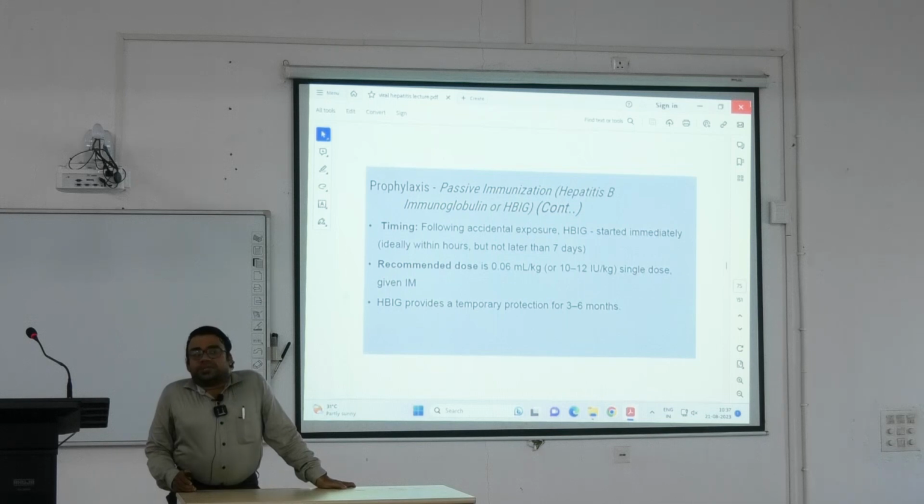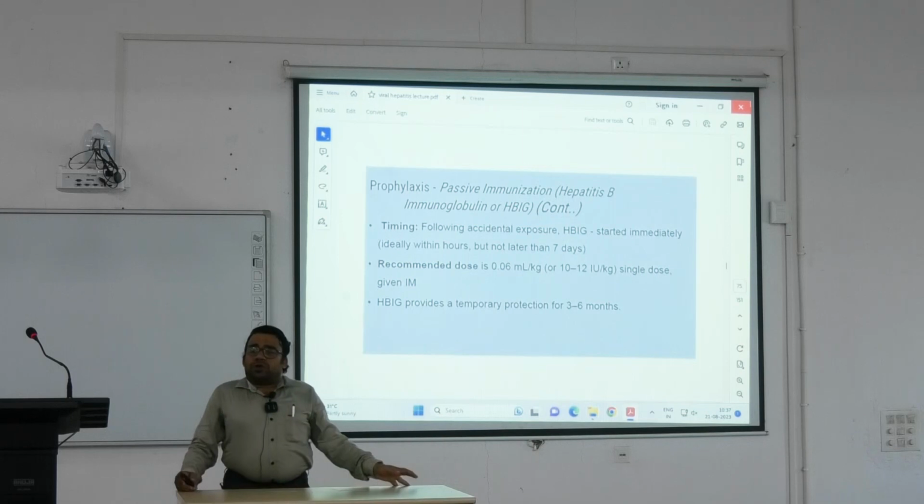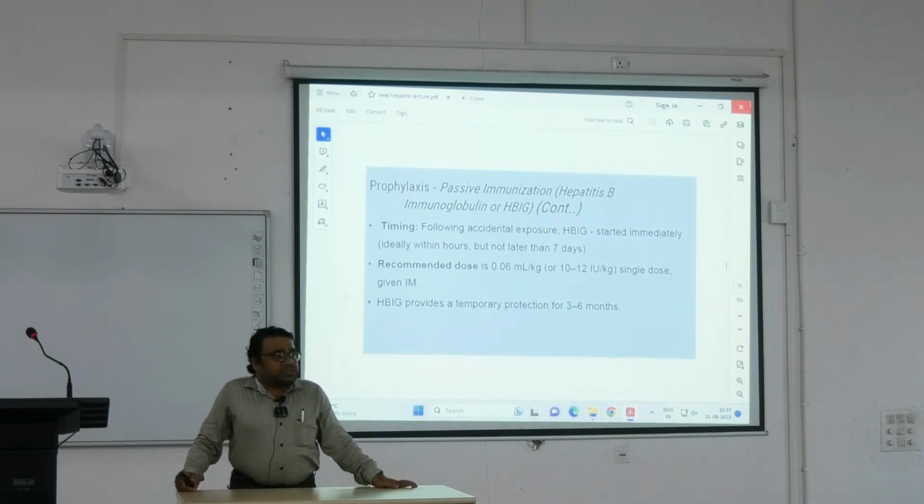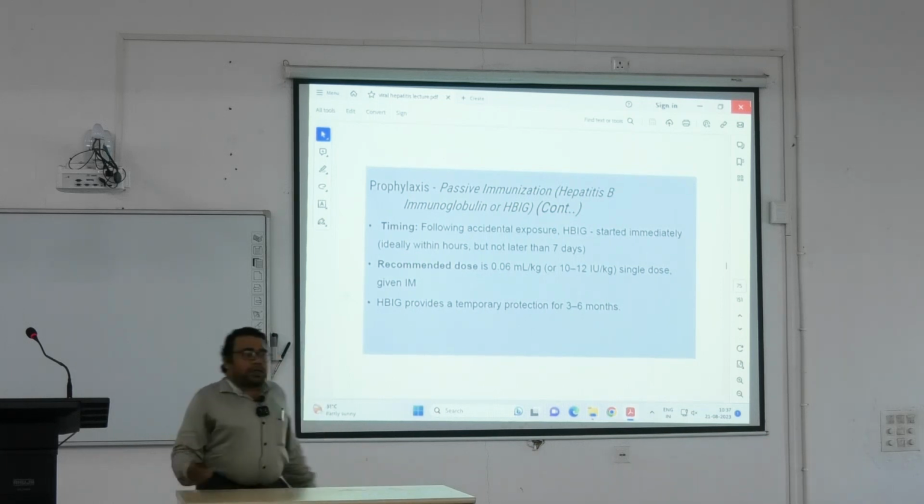If there is a sudden exposure to blood or blood products from a patient who has a high level of virus in the blood, prophylaxis would be giving immunoglobulin along with vaccination. If the person affected has already been vaccinated, immunoglobulin will be sufficient. Okay.